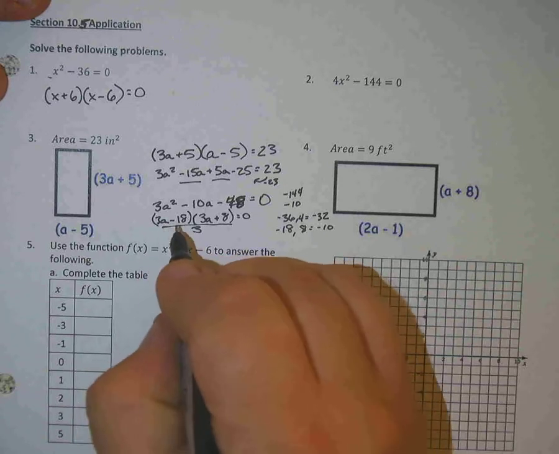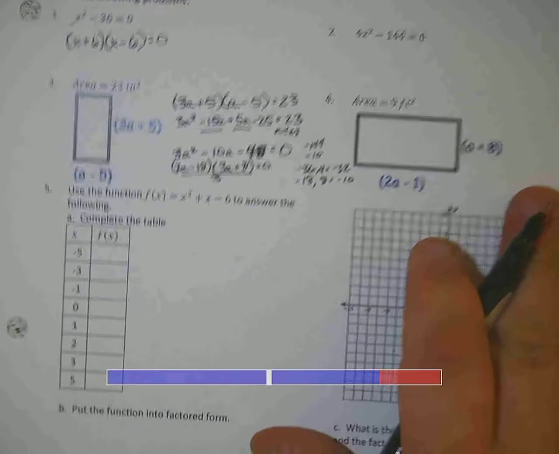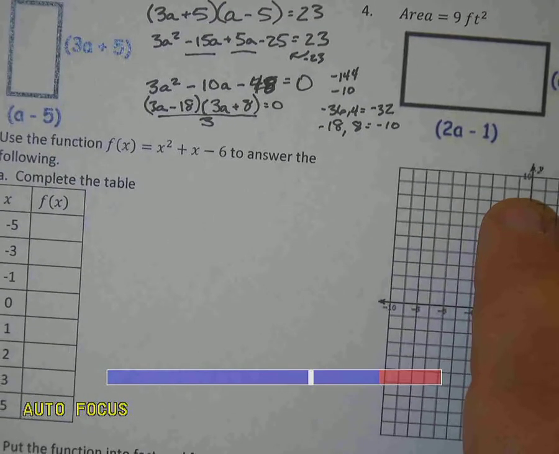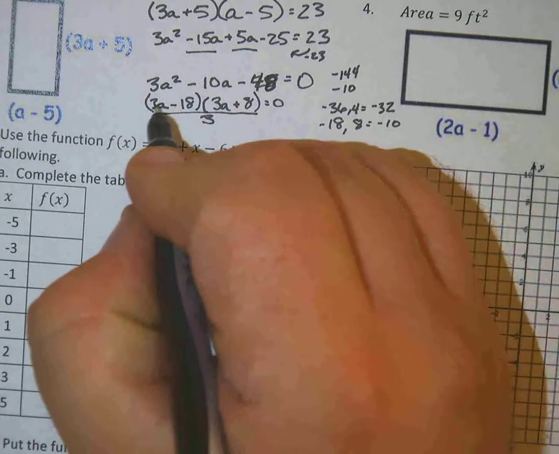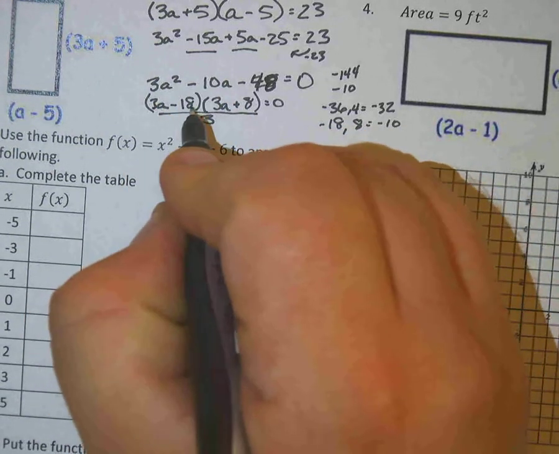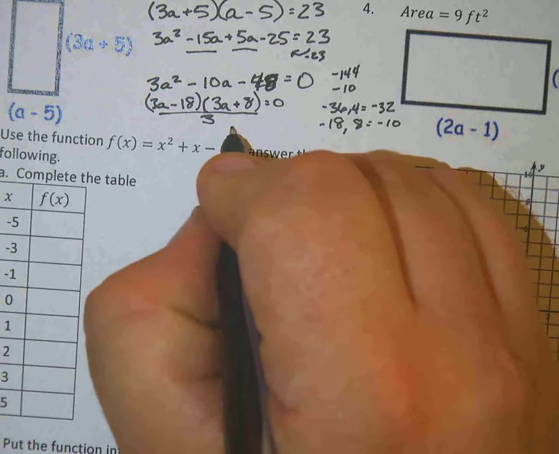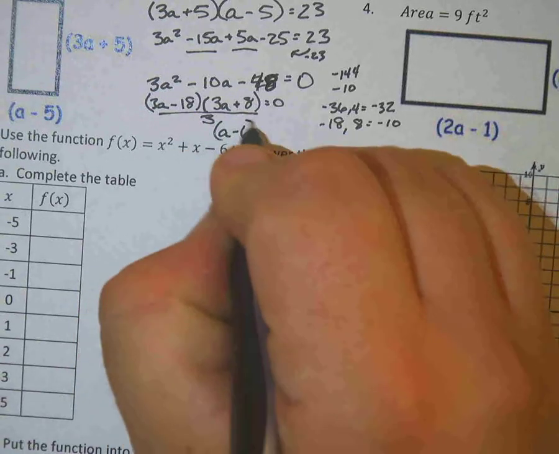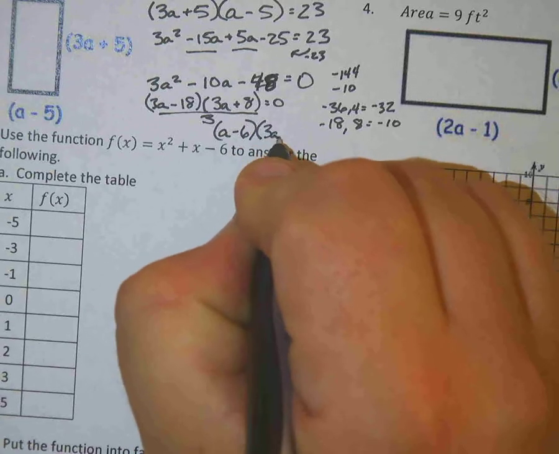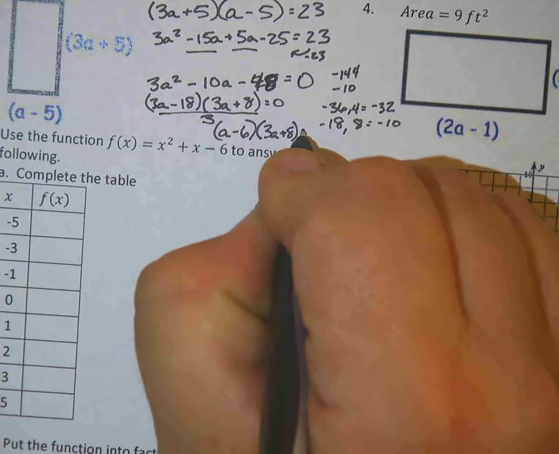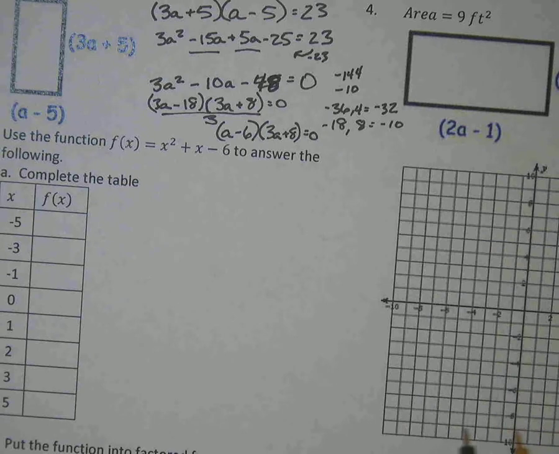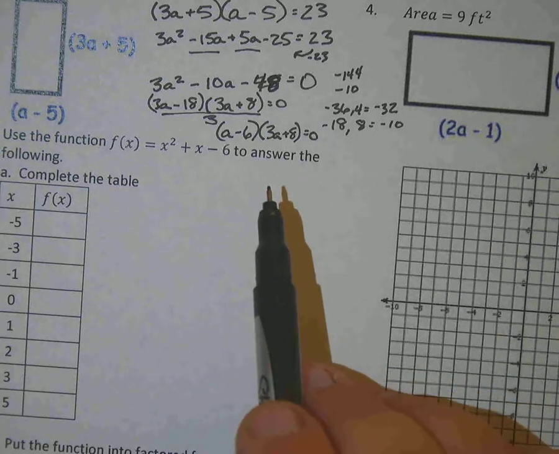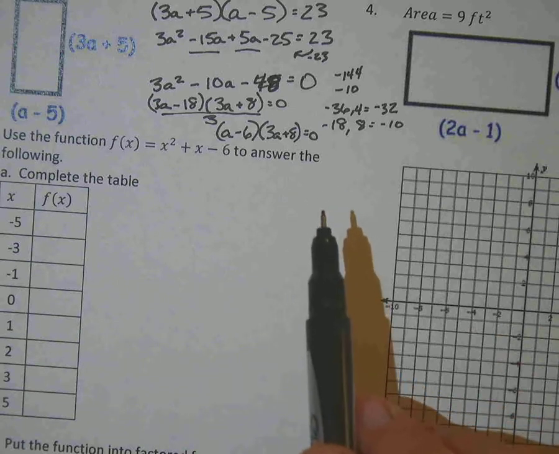I can factor a 3 out of this. Let me zoom in a little bit. I'm getting a little tight on room. When I factor a 3 out of that, I get a minus 6, and the 3's are going to cancel. So we have a minus 6 and 3a plus 8 equals 0. From there, what you want to do is use your zero product property and solve for what a would be.